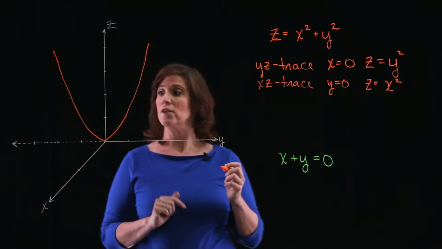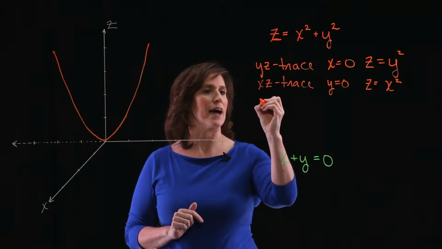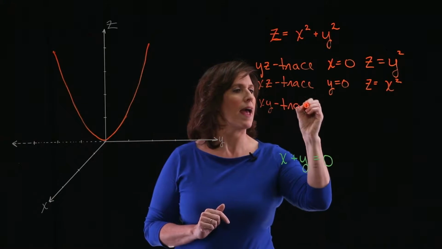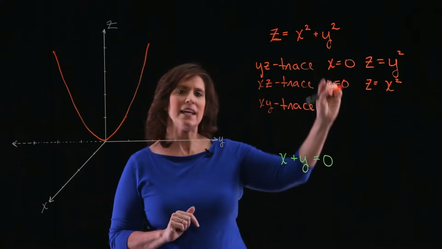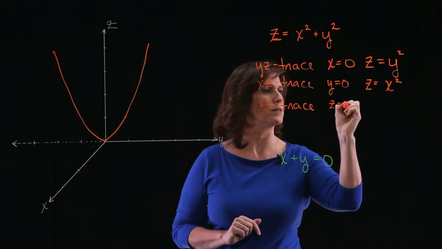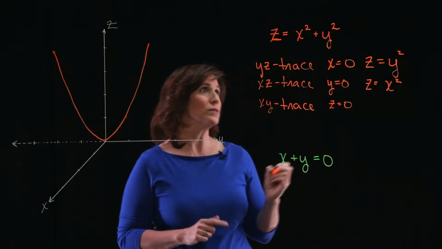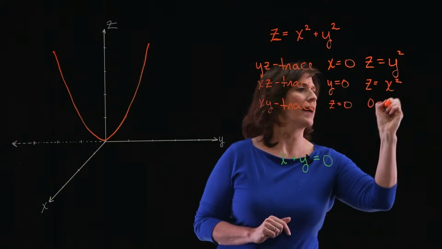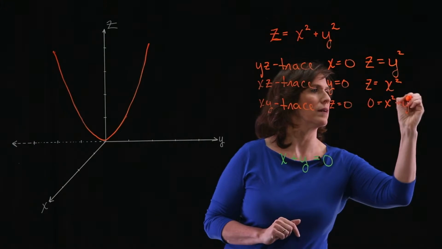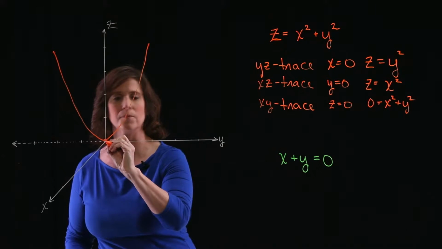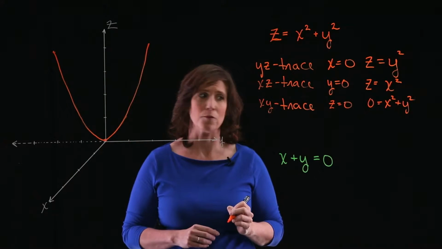The only other trace we have not done yet is the xy trace. And I've been letting the other variable equal 0. So let's see what happens in this case when z equals 0. When z equals 0, I'm going to have 0 equals x squared plus y squared. Well, that's just a point. It's this point right here. That doesn't give me a lot of information.